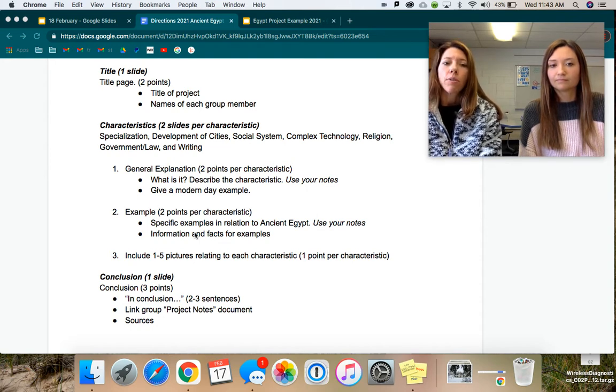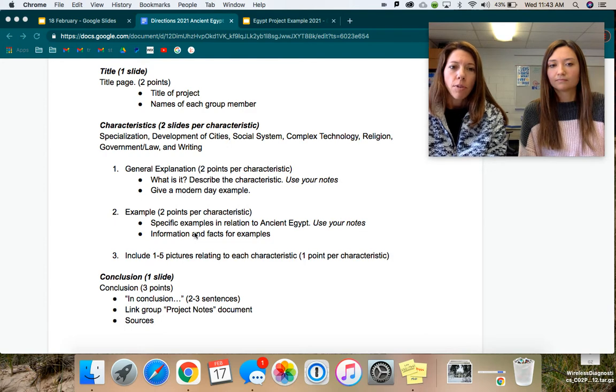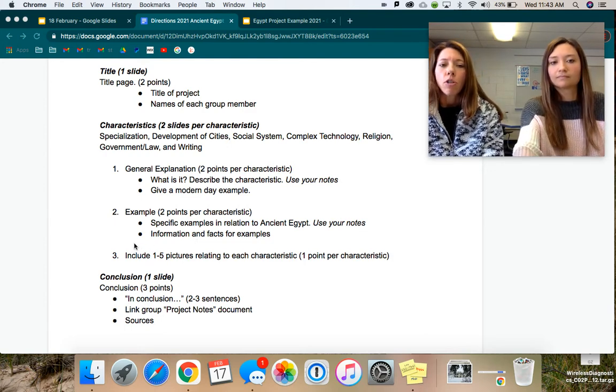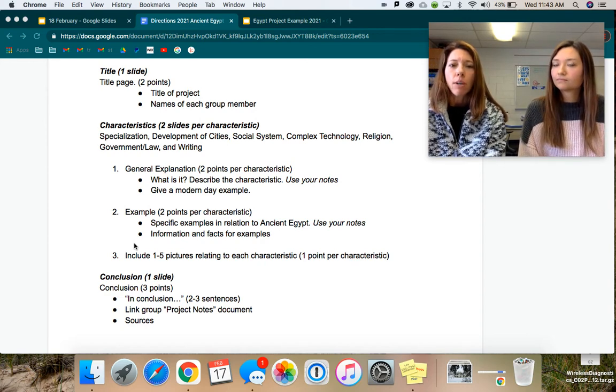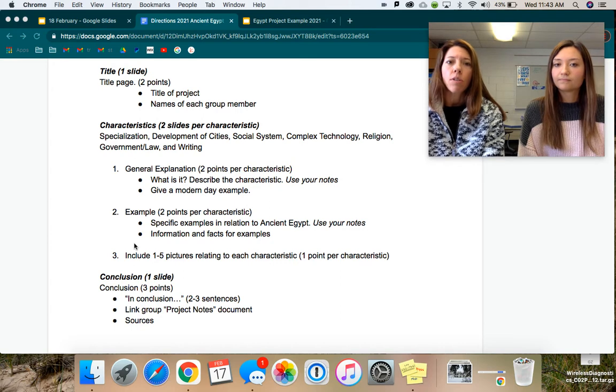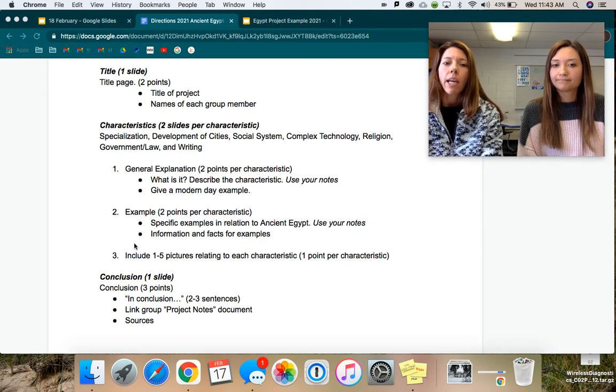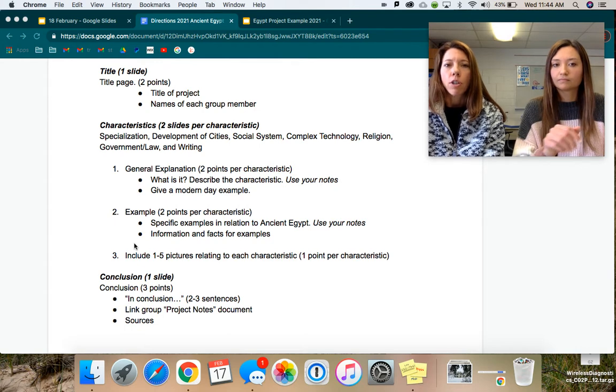The other things you need to include are, you see a number 2 example, you need to relate this to ancient Egypt. So you need to think of specialization in terms of ancient Egypt. So you need to go back, look at your notes, and make some connections with ancient Egypt. Then you need to make sure you have some examples and facts about ancient Egypt relating to each one of the characteristics. So that is what those 2 slides per characteristic should entail.